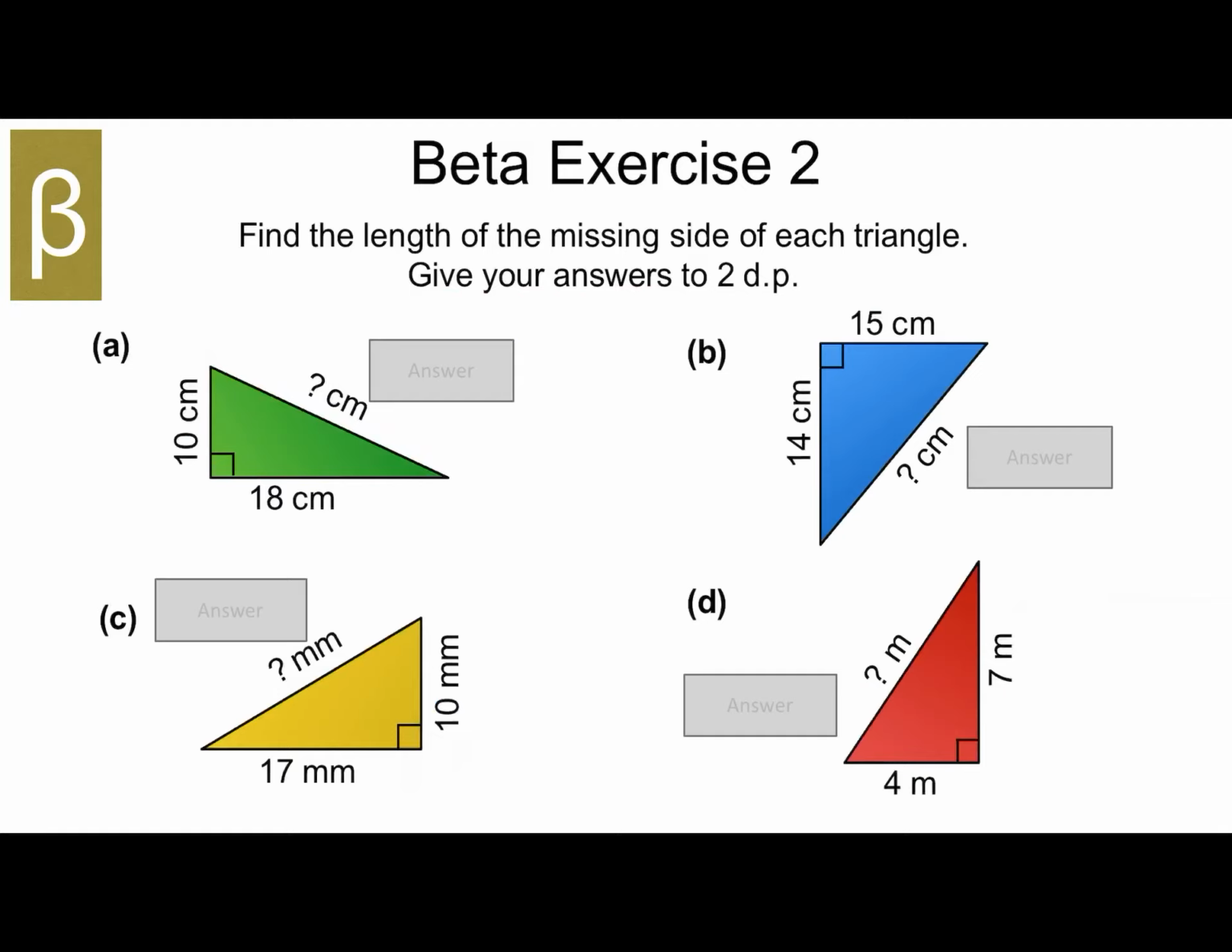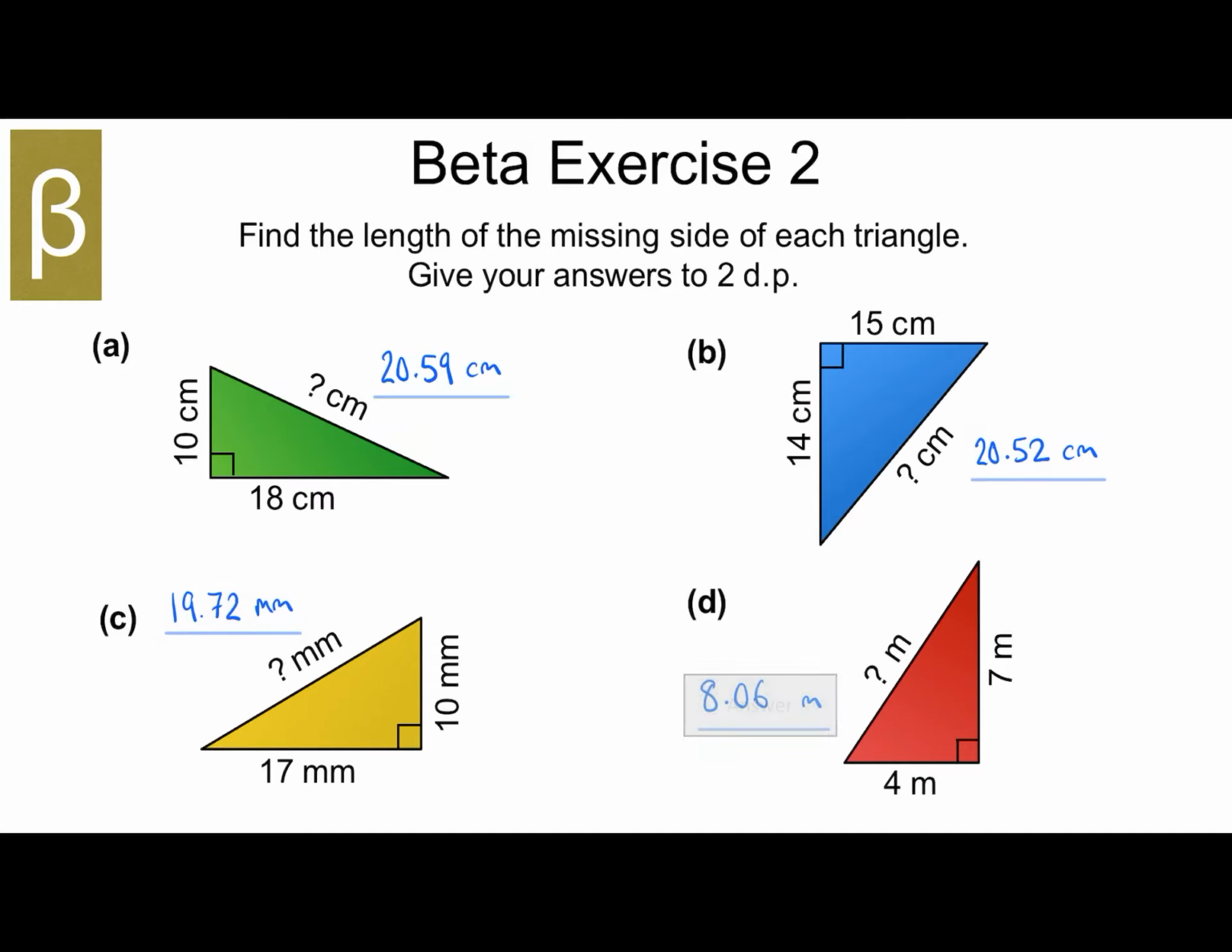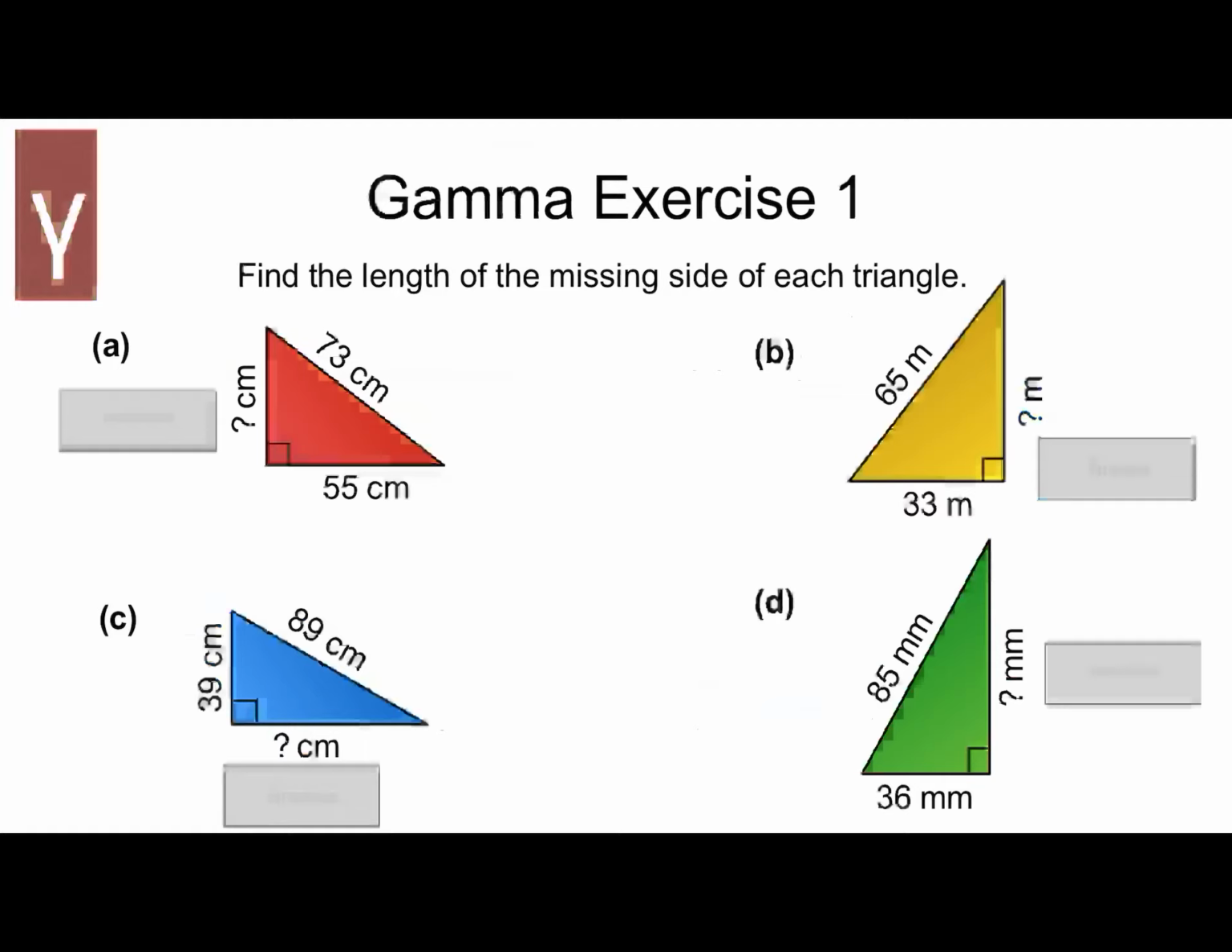Okay, another 4 for you to have a go at. Okay, find the missing lengths, giving your answers to 2 decimal places. Okay, here are the answers. Okay, again, let me know if you've got any problems with those.